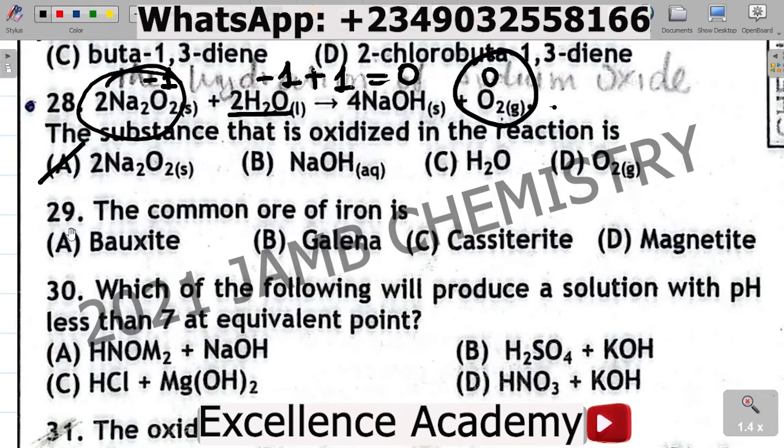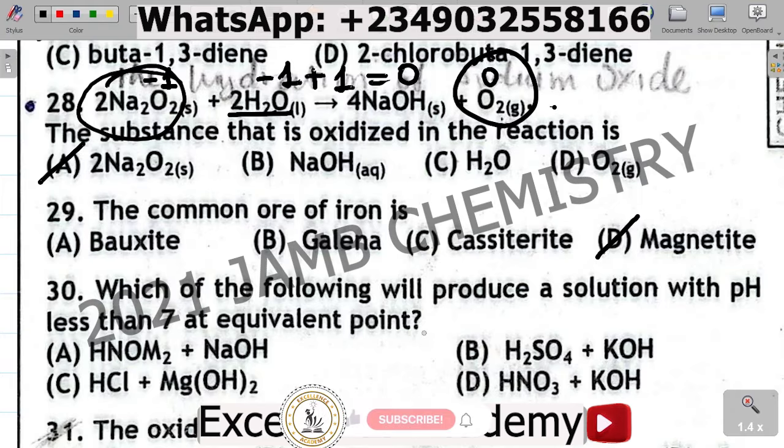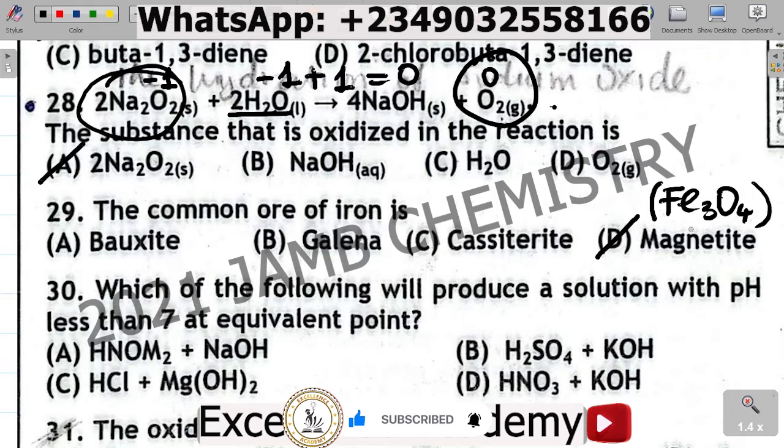Okay, question 29. 29 says the common ore of iron is A, bauxite, B, galena, C, cassiterite, D, magnetite. Now for 29 here, the simple answer there is D, magnetite, right? Magnetite is the simple ore of iron, right? The chemical formula for this is Fe3O4, right? So magnetite is an important iron ore. So that's the correct answer.